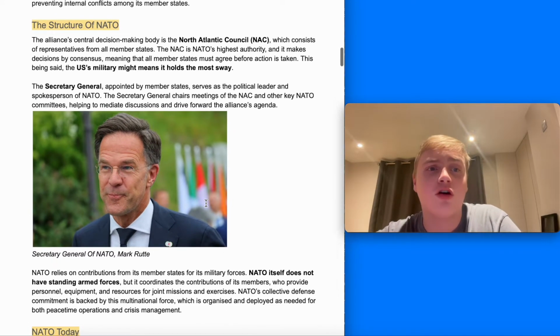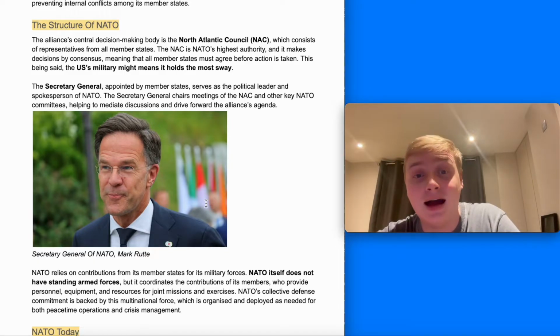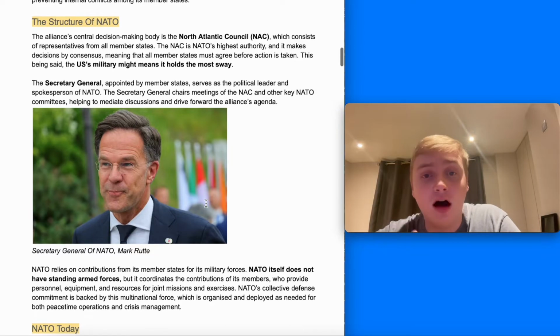So, what's the structure of NATO? The alliance's central decision-making body is the North Atlantic Council, which consists of representatives from all member states. It's its highest authority, and it makes decisions by consensus, meaning that all member states must agree before action is taken. This being said, the US's military might and its central importance to the alliance means that it holds by far the most sway. Something is definitely not going to happen if the US doesn't want it to, and if the US wants something to happen, it's probably going to happen.